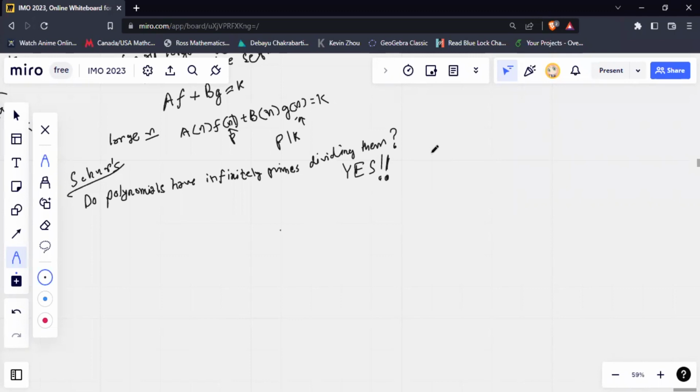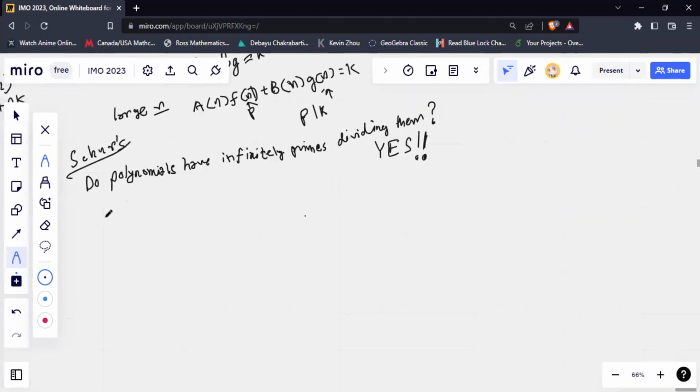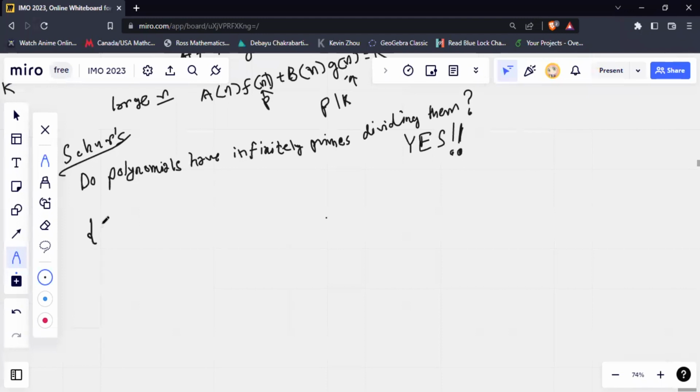Do people know the proof that there are infinitely many primes? We need to go by contradiction, right? That's the only way. Yeah, Euclid's proof: if there are a finite number of primes, and the set of those finite primes is this, then just take a number that is not divisible by any of these primes.